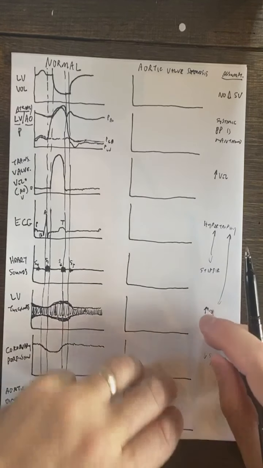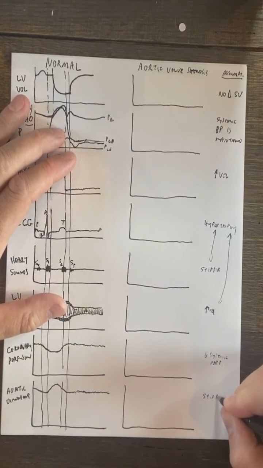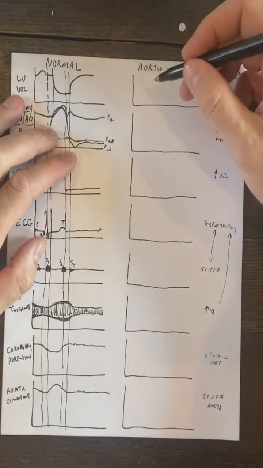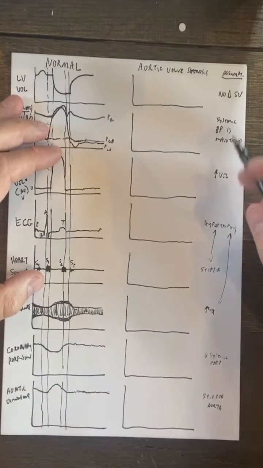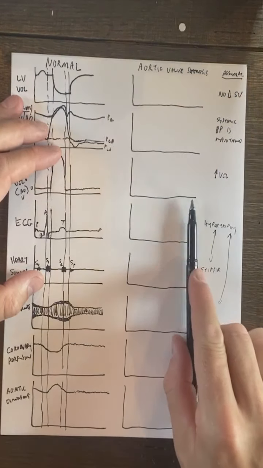Coronary perfusion, we can assume, is going to be reduced slightly due to increases in pressure during systole. And then finally, aortic dimensions: maybe we'll have a slightly stiffer aorta, but realistically, pretty comparable to an age-matched control.